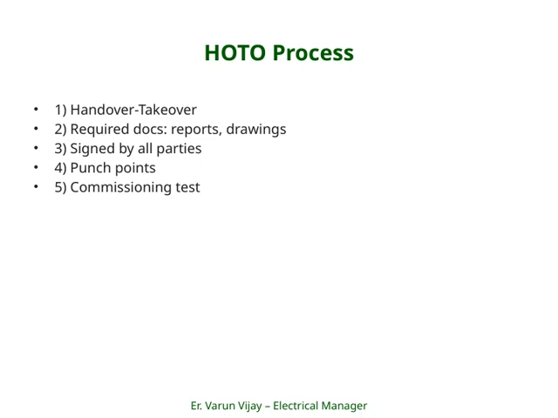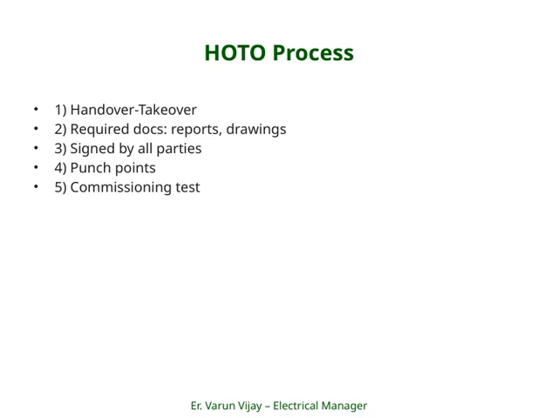We also conduct punch point inspections, which involve checking every detail to identify and rectify any deficiencies or incomplete work. Think of it as a final quality assurance step before commissioning. Finally, we carry out commissioning tests to validate that all electrical systems are functioning properly and safely under real operating conditions. These tests are crucial to ensure the system's reliability and safety before handing it over for operational use.